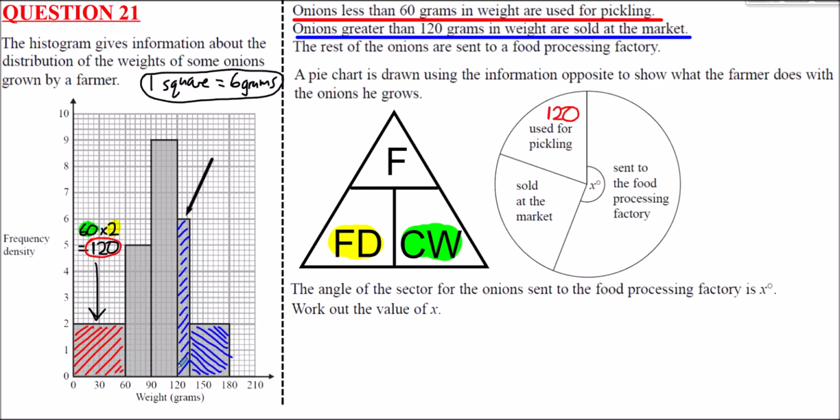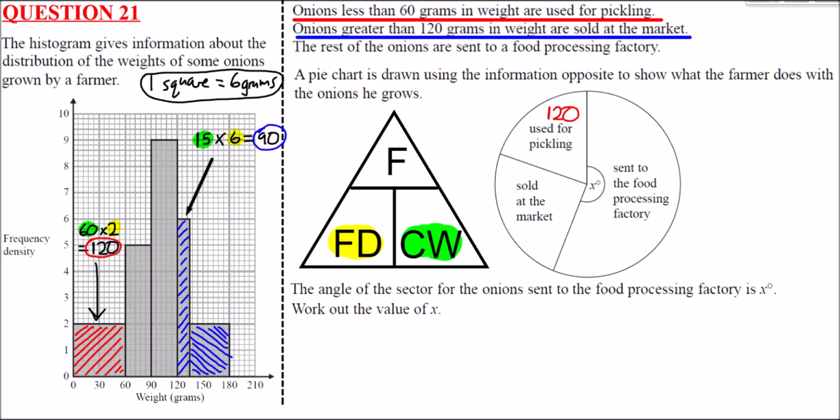So this bar here is 2.5 squares along. 2.5 squares along is going to be 2.5 multiplied by 6. That's going to be 15 grams there, so this bar starts at 120 and ends at 135. So 135 take 120, the width of this one is 15. And the height of it, the frequency density, is 6. So 15 times 6, that's 90. So again, just colour coding how we did that. Frequency density was 6, and the class width was 15.